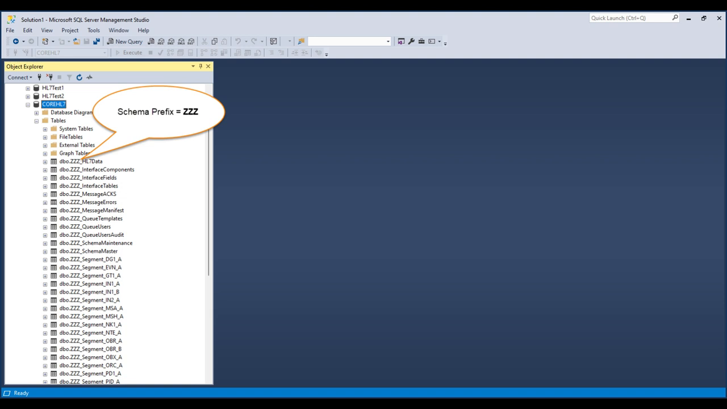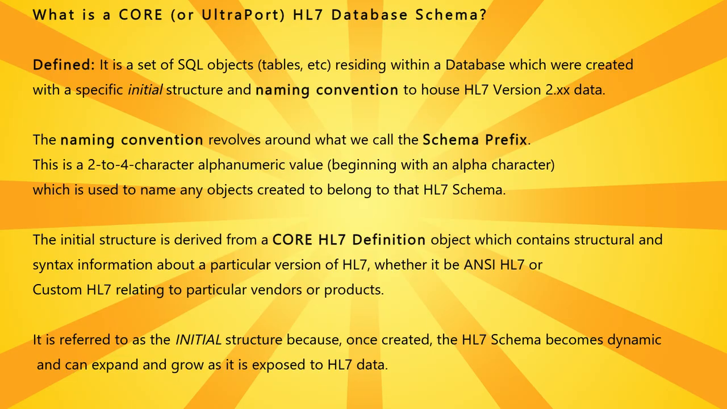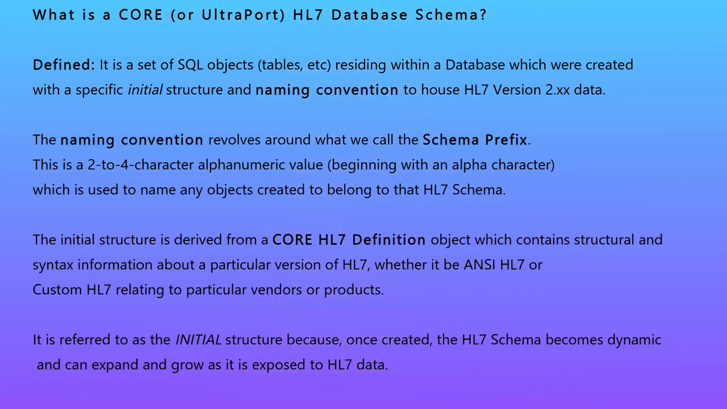This is a 2 to 4 character, alphanumeric value, beginning with an alpha character, which we use to name all objects that we create. The initial structure is derived from a core HL7 definition object, which contains structural and syntax information about a particular version of HL7, whether it be ANSI HL7 or a custom definition relating to a specific vendor or product. We refer to this as the initial structure because, once created, the schema becomes dynamic and it will actually grow and expand as it is exposed to HL7 data.